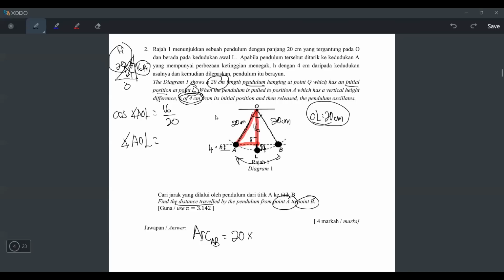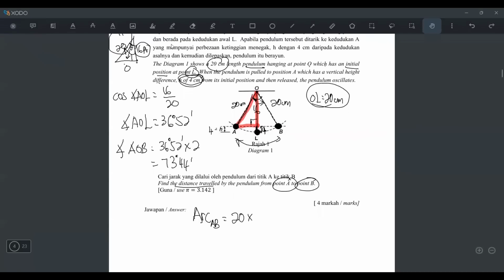Okay, but of course this is not the full angle. This is just half of the angle, right? What about the other side? You just times 2, right? Because if you want to get the angle AOB, you just times 2. So it'll be 36 degree 52 minute plus 36 degree 52 minute, that means times 2. So when you press times 2, you get 73 degree 44 minute. So now what you have to do is just put it in the length of arc formula.